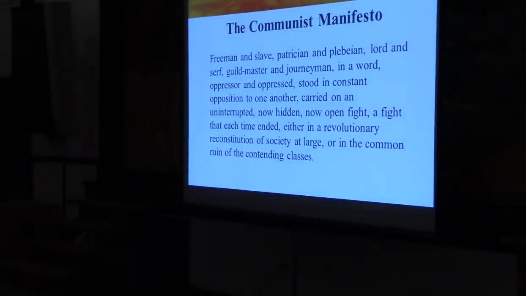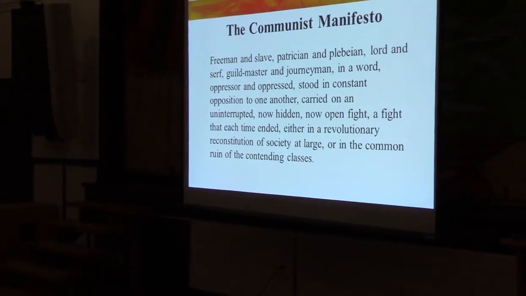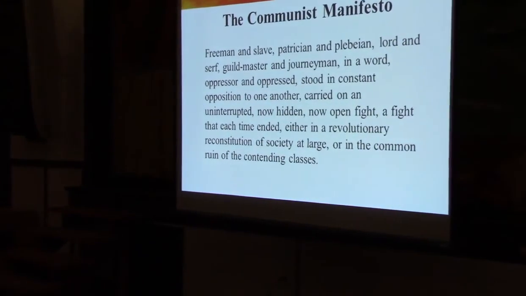These struggles, these contests, these fights, Marx says, each time end either in a revolutionary reconstruction of society at large or in the common ruin of the contending classes. Marx never said this is inevitable. The point is that there's a battle that has an unforeseen outcome at the present time. That it's possible. Just as it was possible in the 1920s. These were moments when things were possible, which was not really true for most of our lifetimes.